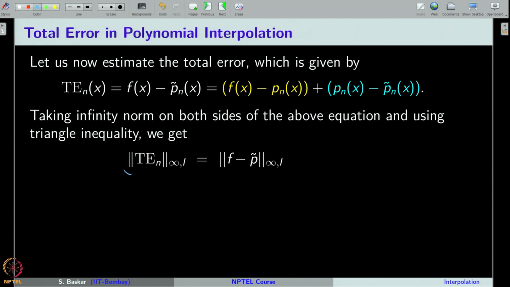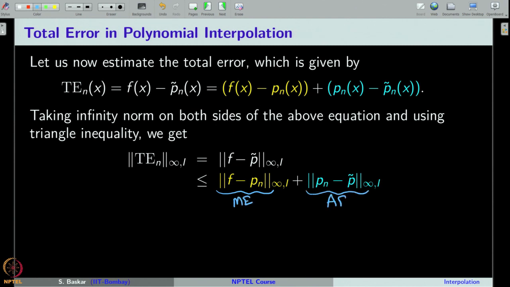Remember, the infinite norm of the total error is equal to the infinite norm of this function f minus p tilde, and now that is less than or equal to the infinite norm of the mathematical error plus the infinite norm of the arithmetic error, right?